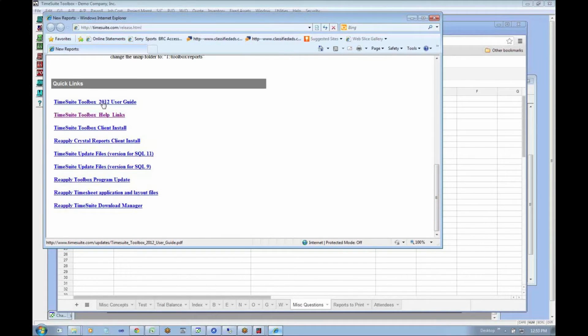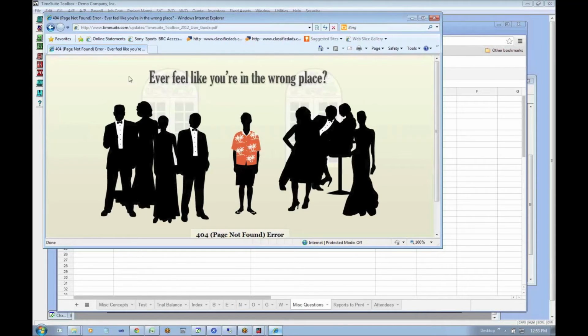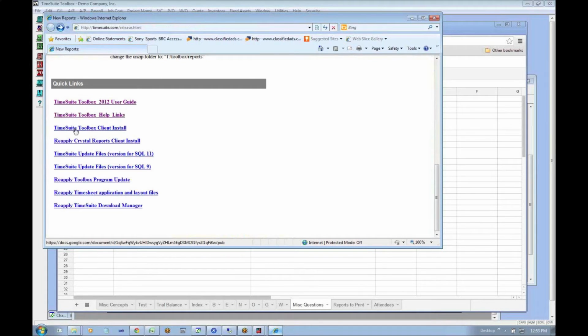So, TimeSuite Toolbox 2012 User Guide. We have a 2013, we haven't posted it, but this will give you the latest help manual. And for some reason that didn't come up. I'll have to figure that out. And if you click on that and it doesn't come up, always let us know. We'll fix it immediately. The TimeSuite Toolbox help links, click on that.